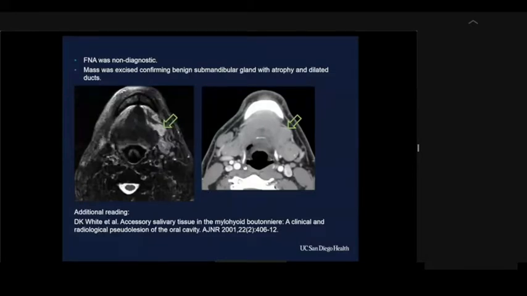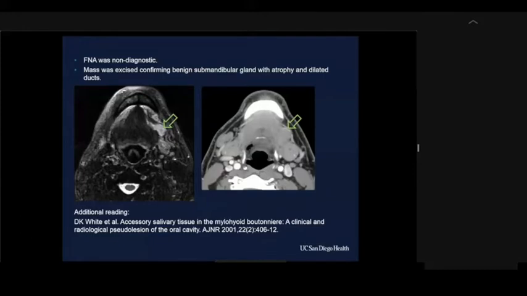FNA attempt of this lesion at the time of the MRI was non-diagnostic, but it also did not reveal any malignant cells. He subsequently went for excision, and thankfully this confirmed it was benign submandibular gland with the stigmata of being partially radiated as part of his therapy.